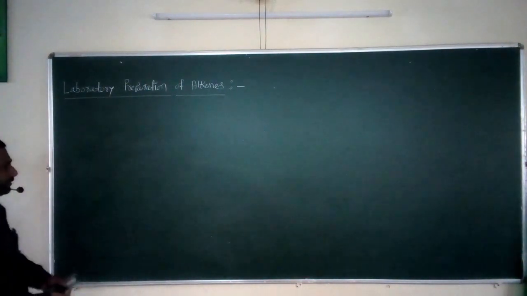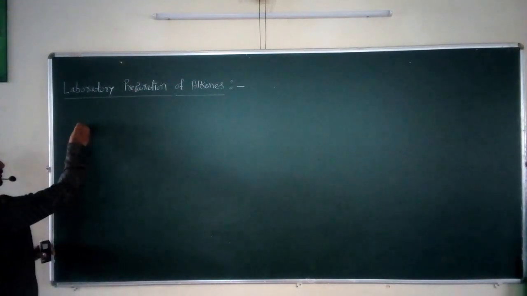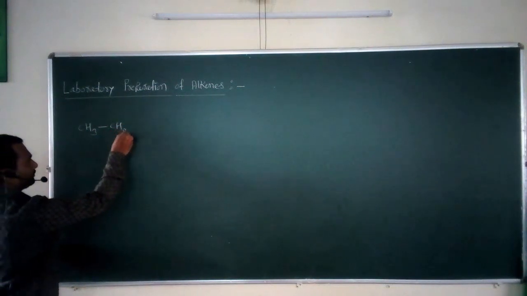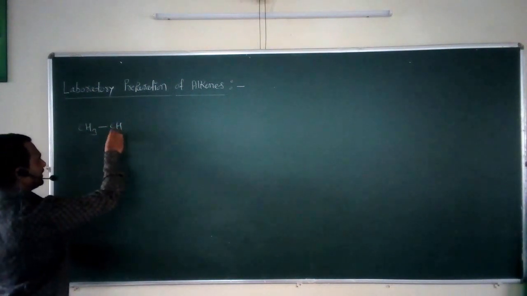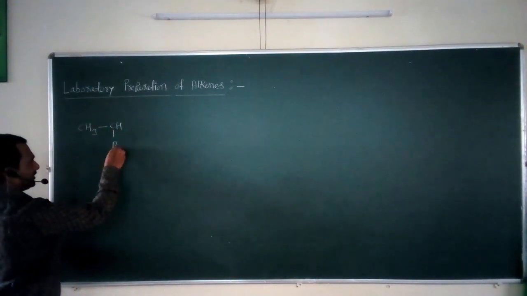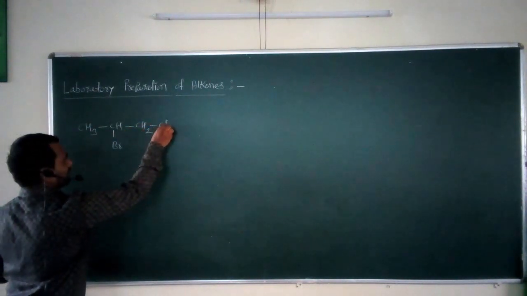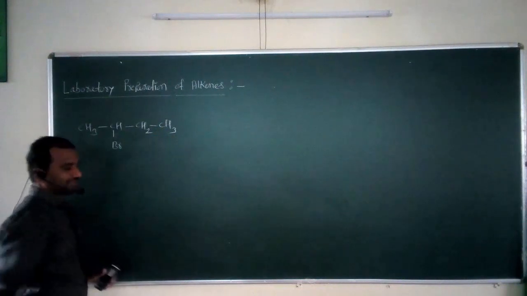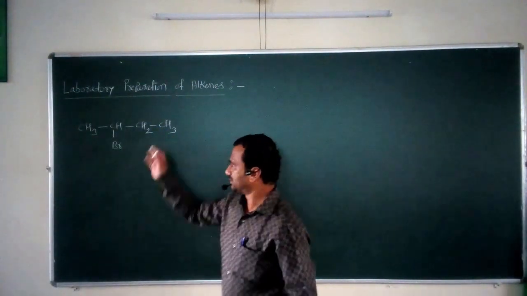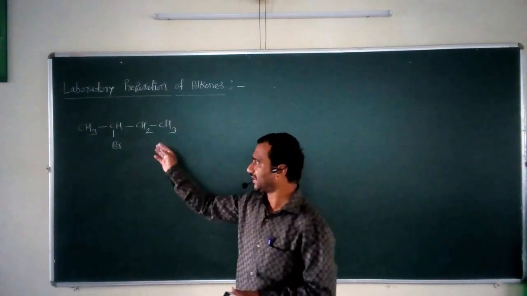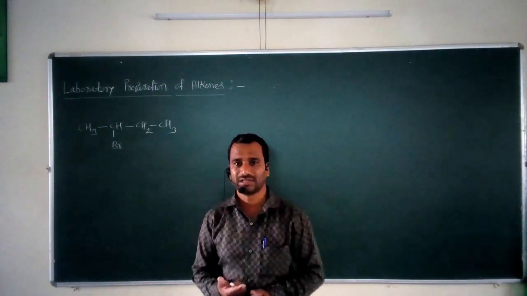Second example of these alkyl halides. Now I take here CH3-CH(Br)-CH2-CH3. Now this is our second reactant molecule. From this reactant molecule, we have to form alkenes.